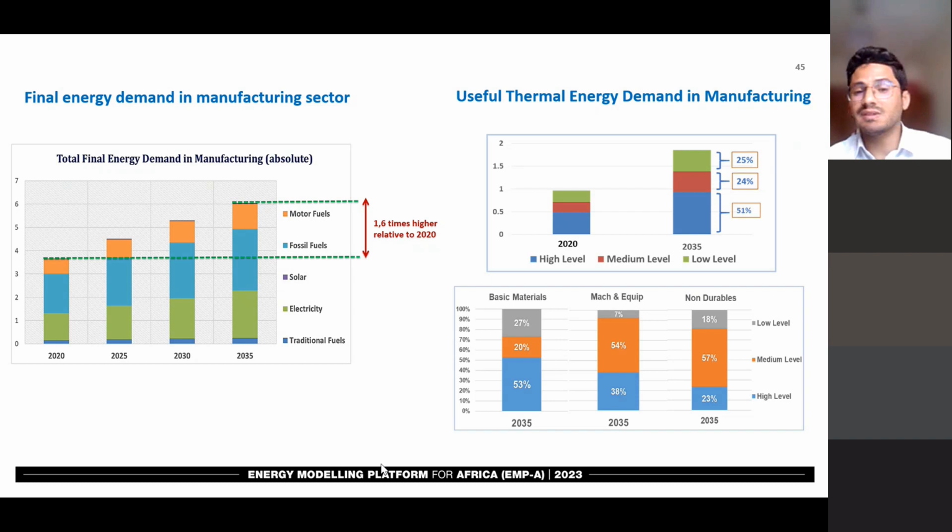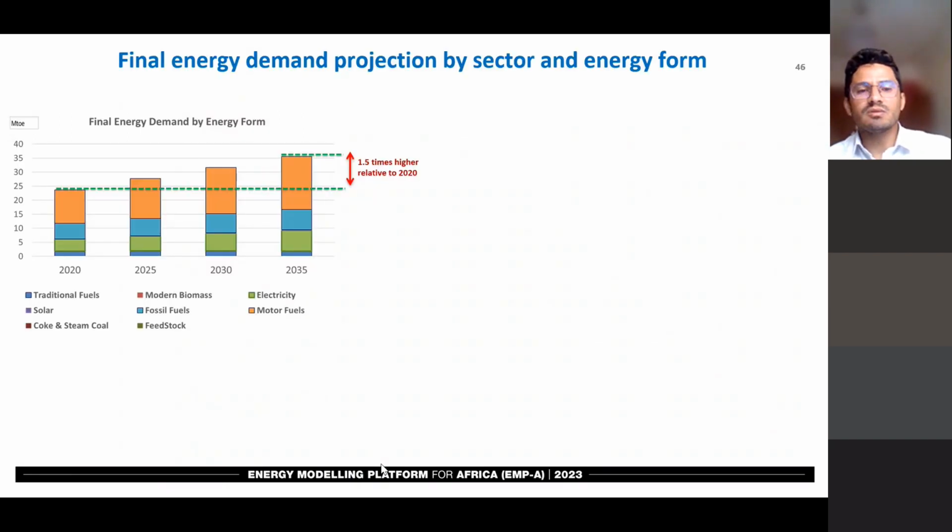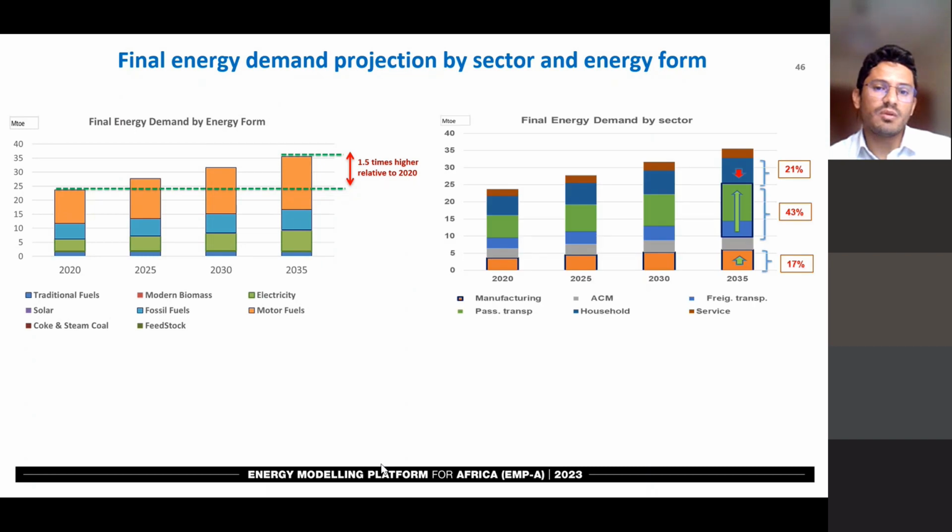If we define subsectors, then we will be more able to assess this structure in more detail. Here we define basic materials as well as machinery and equipment and non-durables. And as I said, we can extract the results and also have the final energy demand by energy form or by sectors. Okay, I will not comment. This is a theoretical case study.